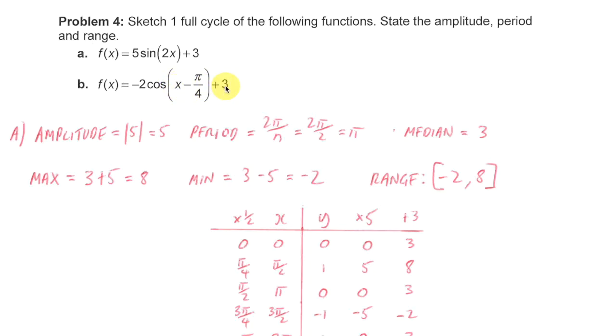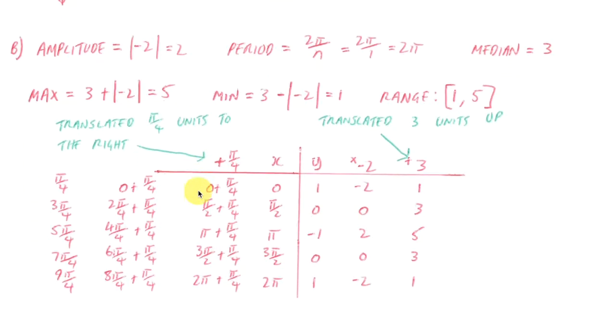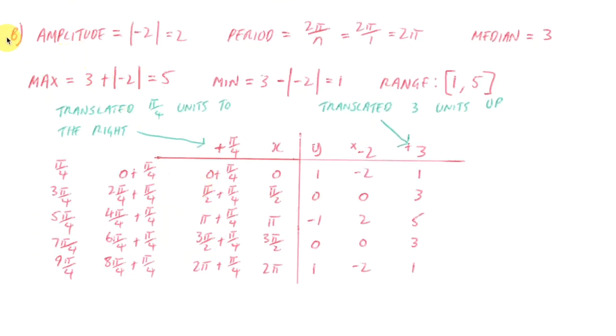We are translated 3 units up, and we are translated pi on 4 units to the right. So to work out that horizontal translation, I just take whatever's inside the bracket, make it equal to 0, and solve for x. So let's take a look at the solution for b. So I'm scrolling through now, a for b. Amplitude, the value in front of the function overall was -2. I take the magnitude of that, that's equal to 2, so that tells us the size of the wave, the distance between the median and the maximum.